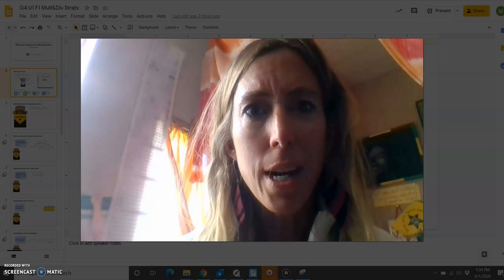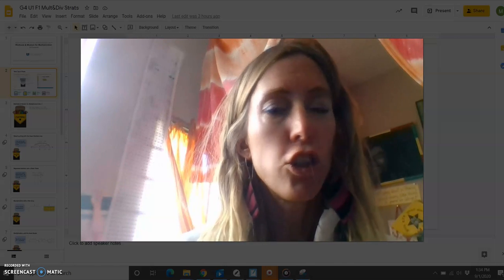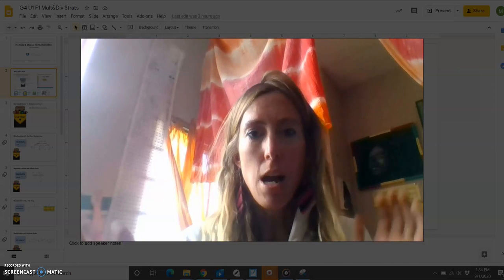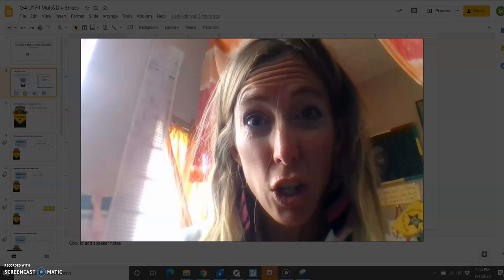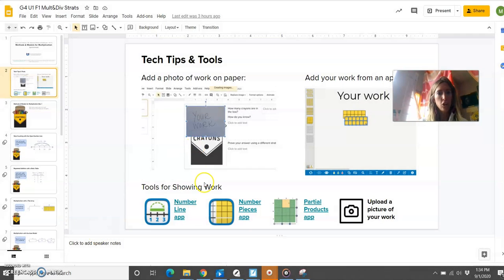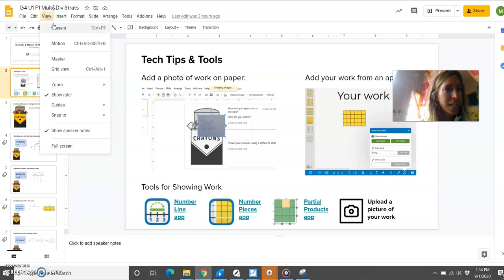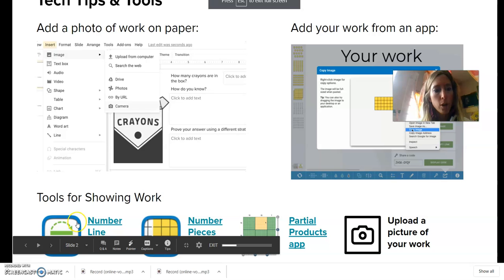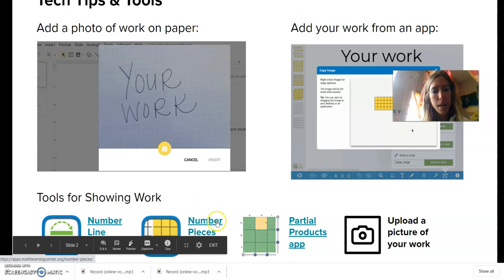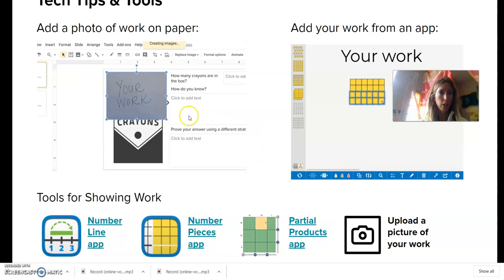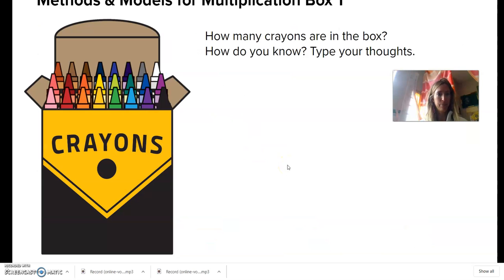All right, let's get going on some math and strategies on how we can show our thoughts on multiplication and division stories. So check out our first feature here. Well, actually, you guys already saw this. These are those awesome apps that you can make use of, Numberline, number pieces, partial products to upload your work. So we're gonna do that today.